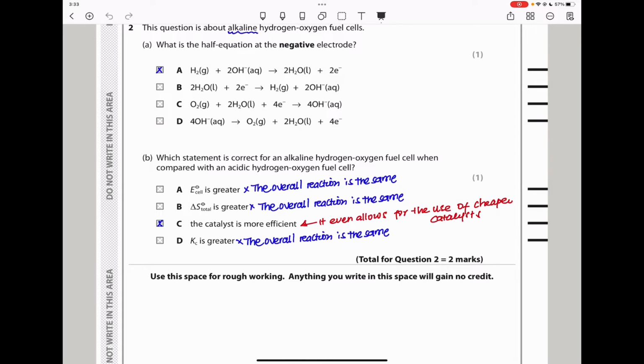We know that alkaline hydrogen-oxygen as well as acidic hydrogen-oxygen fuel cells have the same overall equation. Therefore, they will have the same E theta, the same delta S total, and the Kc will not be different. So it only leaves this one here. The catalyst is going to be more efficient. And the reason for this is it can also allow the use of cheaper catalysts, because when they use alkaline conditions, the reactions are going to be more efficient, or easier to carry out in comparison to when it's just acidic.